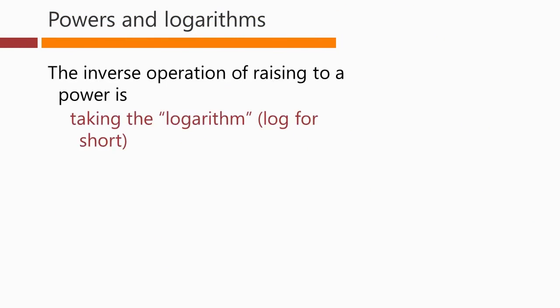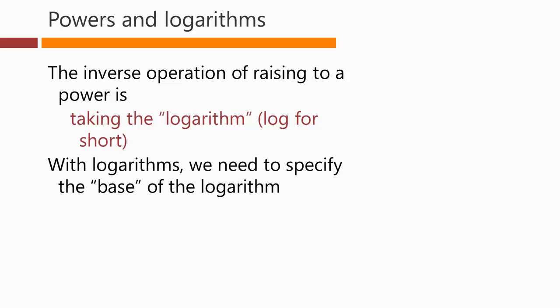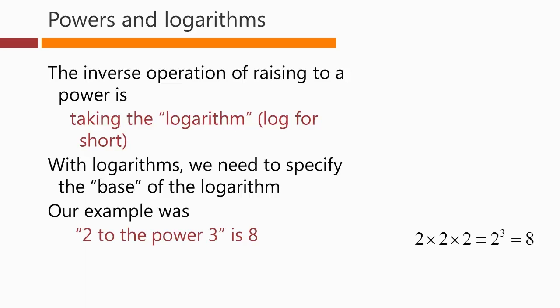The inverse operation of raising something to a power is called taking the logarithm, or often just taking the log for short. So with logarithms, we need to specify something. We need to specify what is the number that we've been raising to a power, so we know what to talk about when we're going backwards through that process.